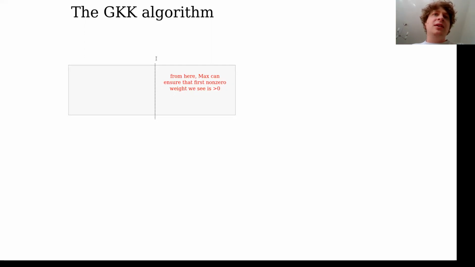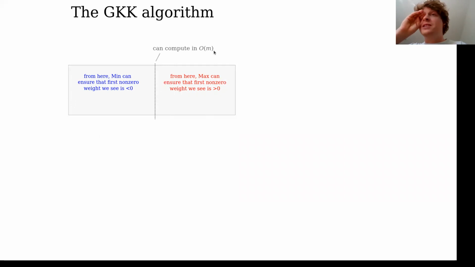So then we can cut the game in 2 parts. There's the part from which the maximizer can ensure that the first non-zero weight that we see is actually positive. That's the part here on the right. And then there's the other part from which the other player can ensure that the first non-zero weight that we see is negative. And this partition, it's very easy to compute in linear time. So this is basically a reachability game. We know how to solve this. So that's easy to compute.